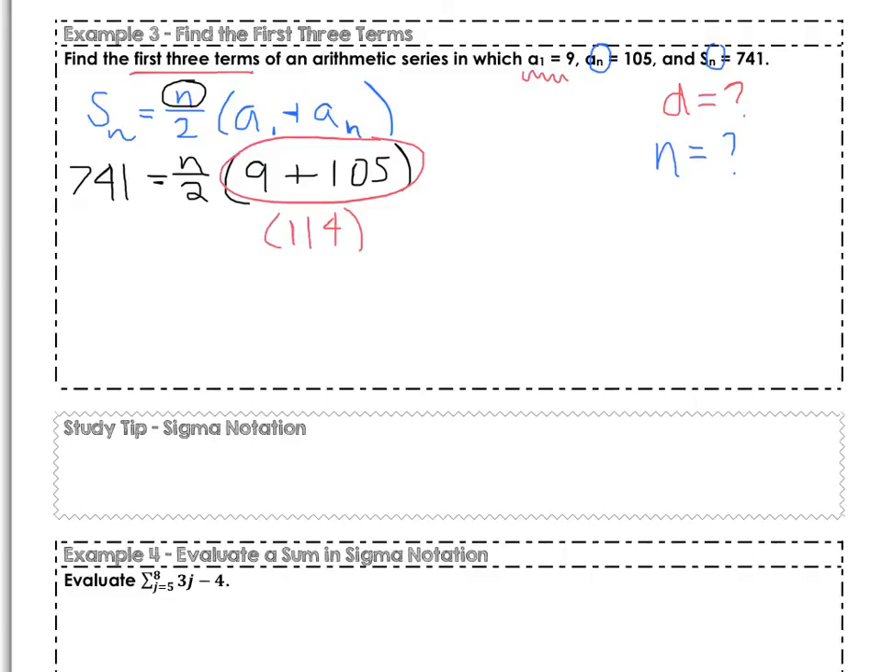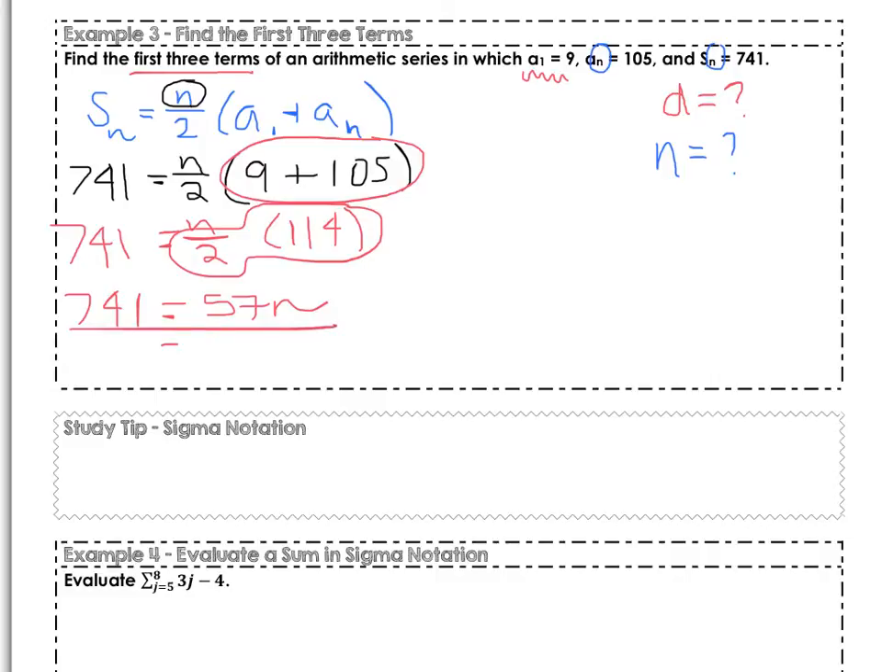Then I'm going to cut that number in half, essentially. So I'm going to take 114 and divide it by 2. So 741 is equal to, well, half of 114 is going to be 57n. Okay? So now all we've got to do is divide both sides by 57, and we get that n is equal to 13. So the 13th term of the sequence is 105.